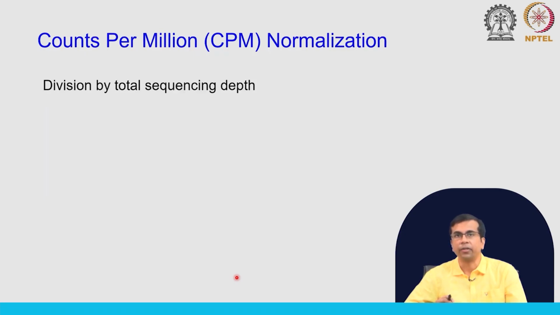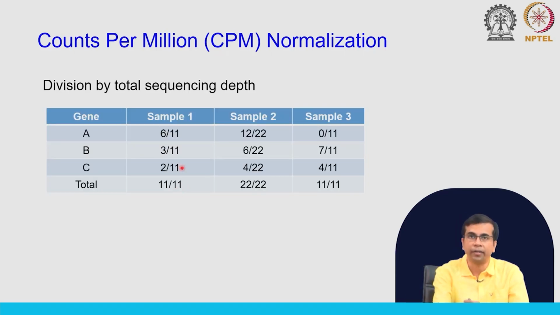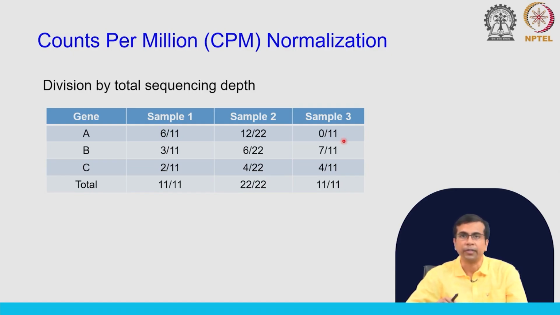So, the first step is we divide by the total sequencing depth. So, the total is there, right? We divide everything. For sample 1 the total is 11, so we divide this column by 11. For sample 2 the total is 22, so we divide by 22. For sample 3 it is 11 again, and we divide by 11. This is just an example with a very small number of genes, and we do the same thing for real data sets where you have thousands of genes.